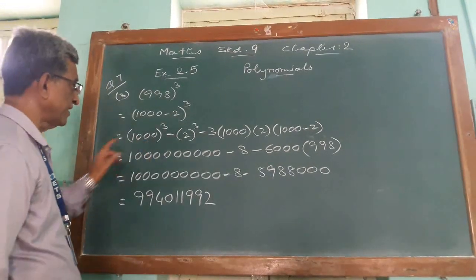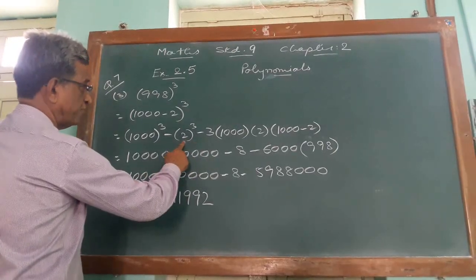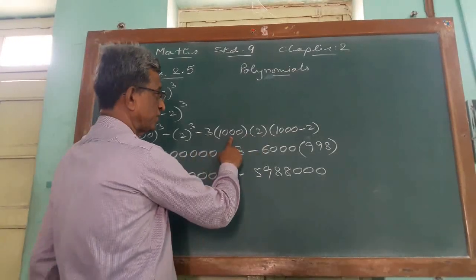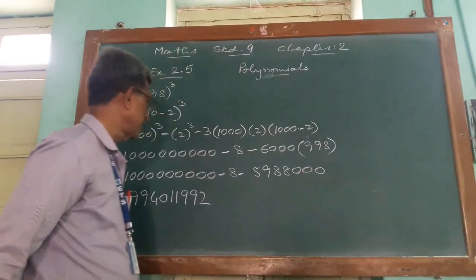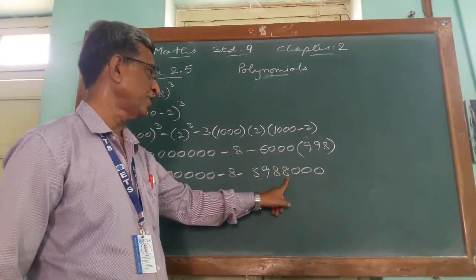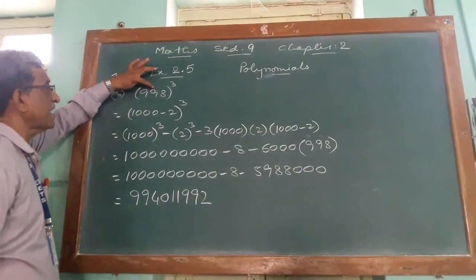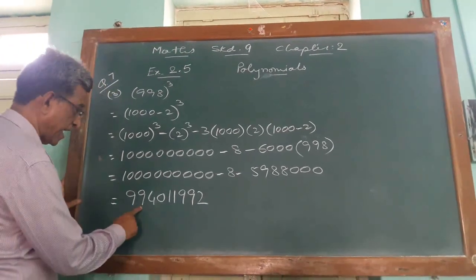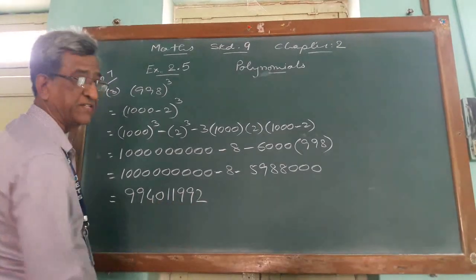Cube of 1000 gives you 1, then 9 zeros. Cube of 2, 8. 3 2s are 6 into 1000, 6000. 1000 minus 2, 998. Simplify this. 6000 into 998 will give you this. Now again simplify. So cube of 998 is 994011992. Answer.